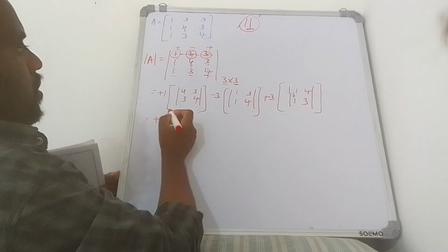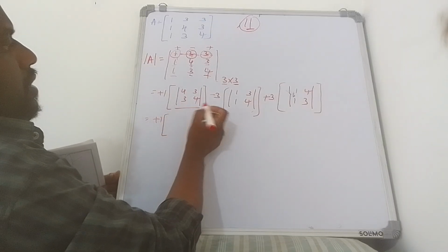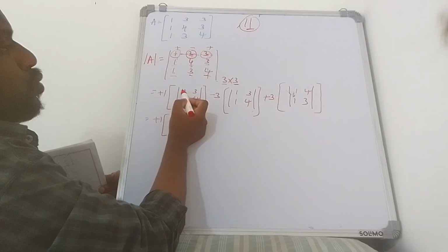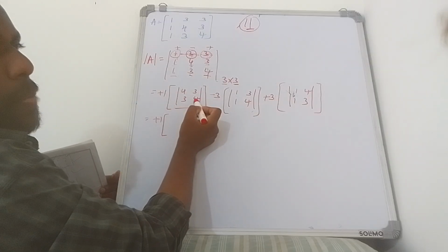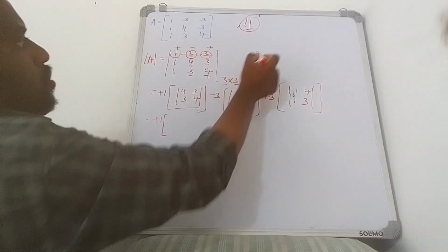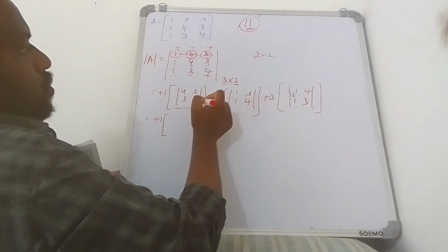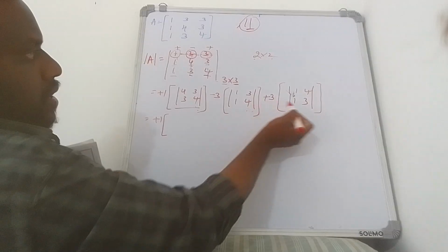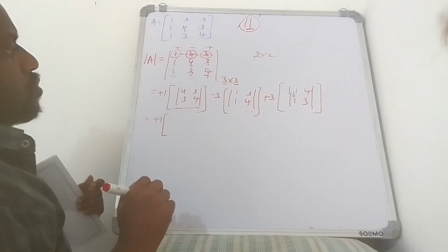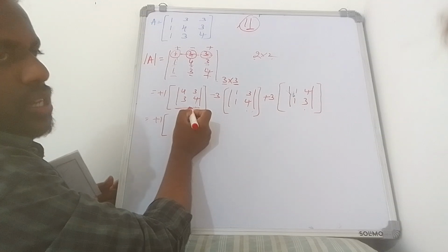Now we have to find the determinant. This is a 2 cross 2 determinant, that means two rows and two columns. This is also a 2 cross 2 determinant, and this is also a 2 cross 2 determinant. So we need to find the value of these 2 cross 2 determinants.